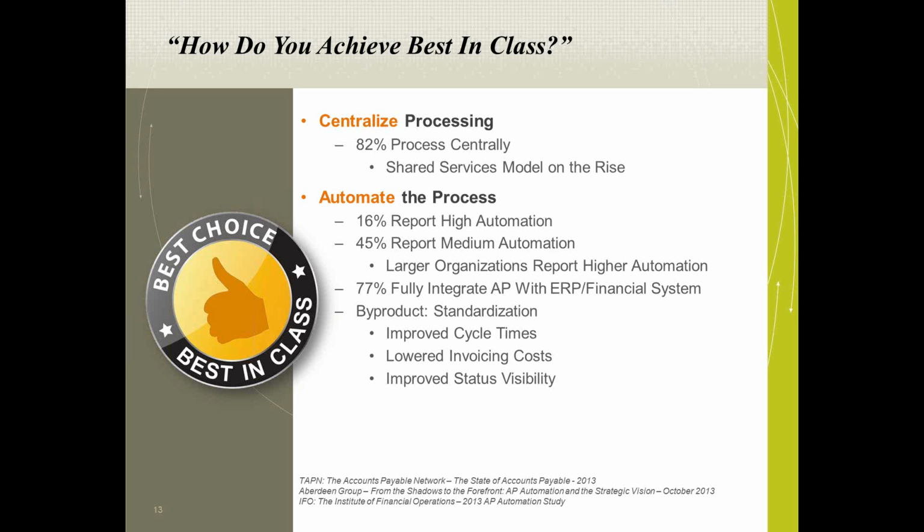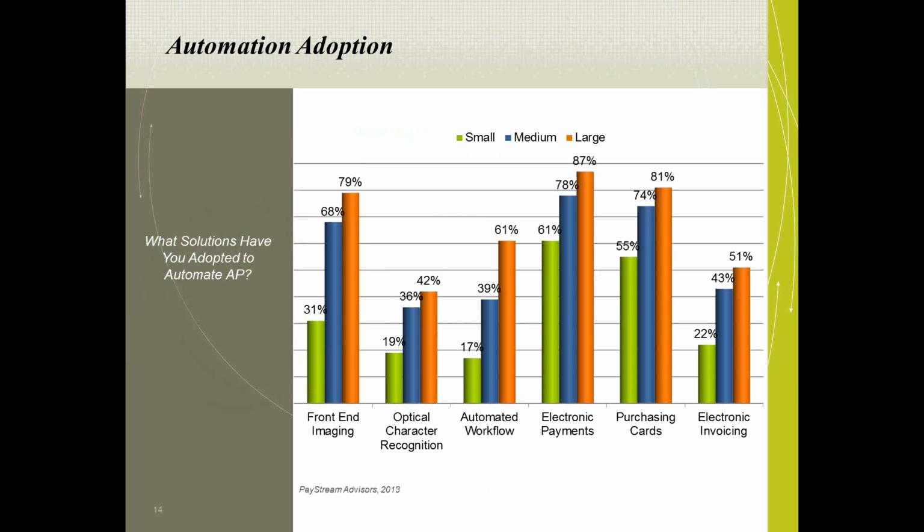Integrate with your ERP system. 77% stated that they're fully integrated. And a byproduct of all this is that you standardize the process. Every invoice goes through that structured process where you improve the cycle times, lower your invoice costs, and improve your visibility into the entire process. Automate your data capture is the last piece here also. We all realize that probably the most laborious piece to accounts payable processing is taking that information off of the piece of paper or the image and keying that into our ERP system. 43% of organizations responded stating that they have deployed some level of automated data capture, and we'll talk about that a little bit further here.